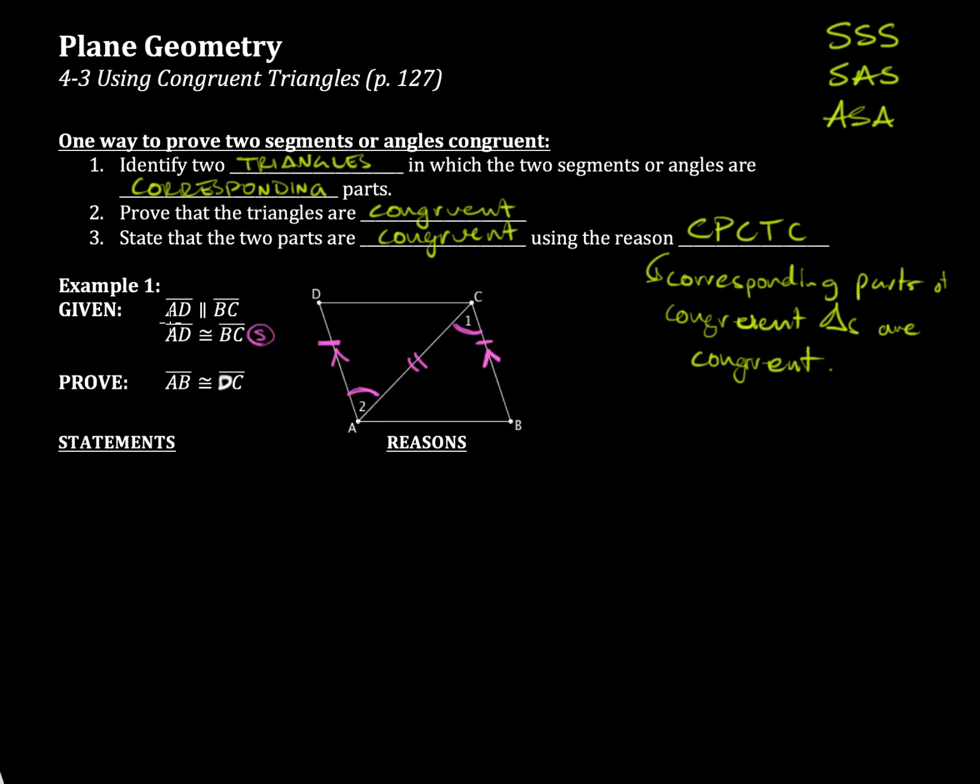So let's write that out. Let's try and put that down as a proof. First of all, let's go ahead and say that segment AD is congruent to segment BC, and that is given.